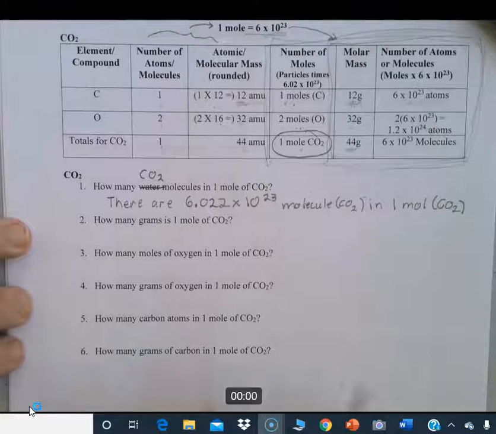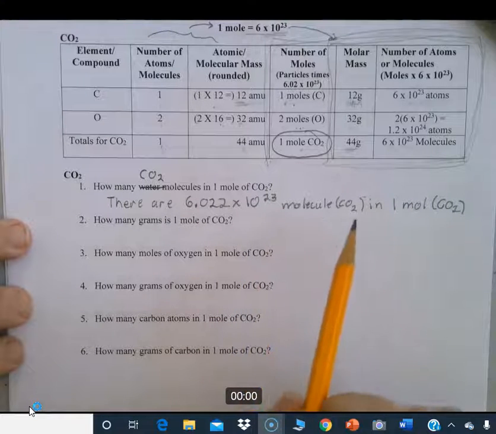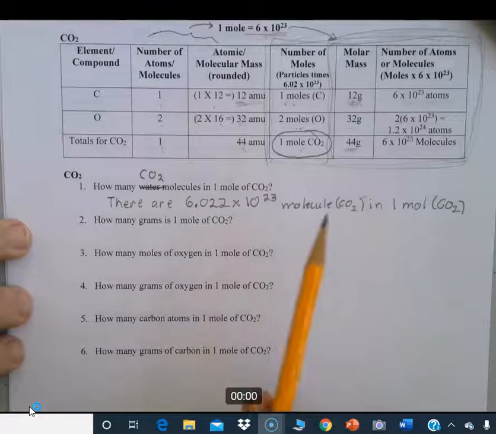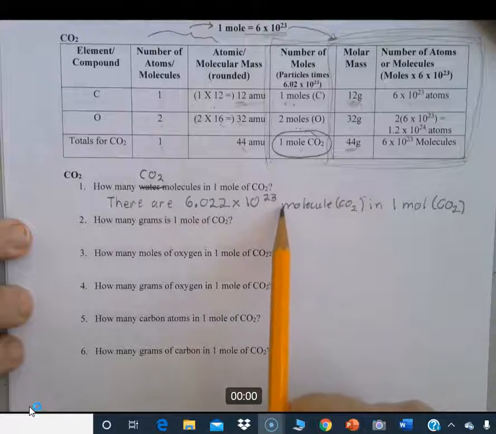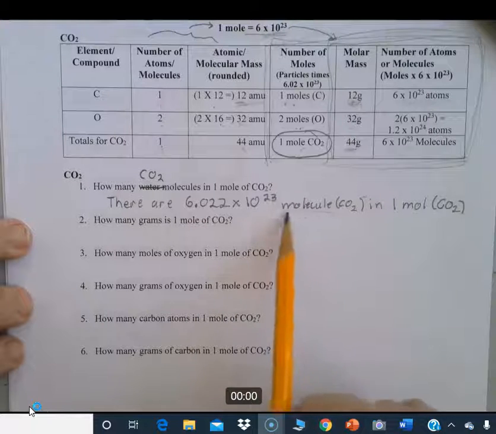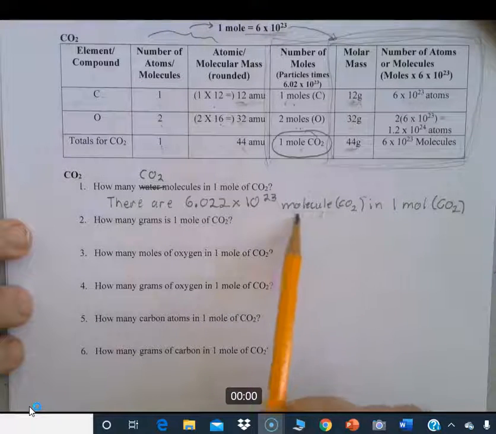Okay, there are 6.022 times 10 to the 23rd molecules of CO2 in 1 mole of CO2. So a couple things to point out. There's no abbreviation for molecule. You just have to write the word molecule. Fortunately, you won't have to do it very much.